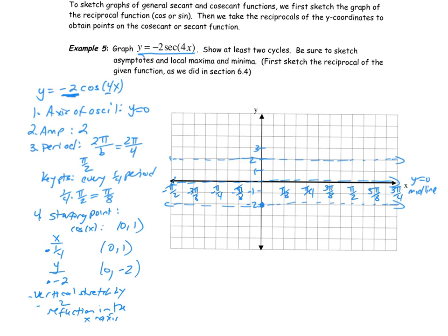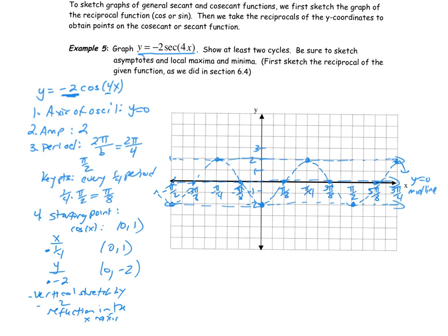And now with cosine, every quarter period, which on this graph is every pi over 8, we get a new key point. So we were at 0, negative 2. We'll be at pi over 8, 0, pi over 4, 2, 3 pi over 8, 0, pi over 2, negative 2, 5 pi over 8, 0, 3 pi over 4, 2, etc. So I'm going to copy this pattern. And notice this is a reflected cosine function. So it does start at a minimum, and we have no choice except to move upward from the minimum when we're graphing this. So I just sketched in the reciprocal function, and now I'm going to sketch in the real function that we want, which is secant.